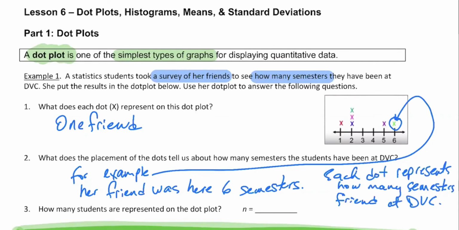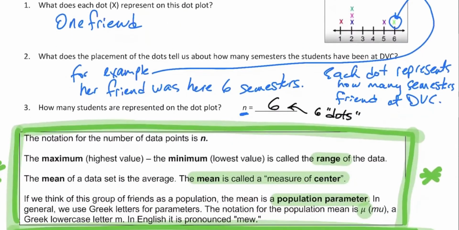So how many students are represented? That is to say, how many data points are there? And we always call that N. So how many friends did she survey? 6, exactly. Because there are 6 dots. I'll put dots in quotes because they're X's. So let's go to some definitions here.